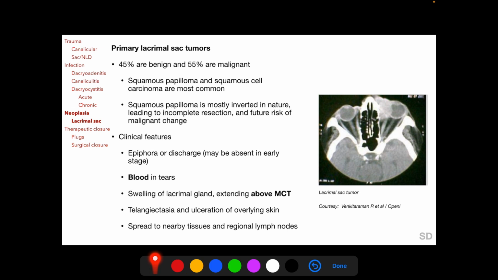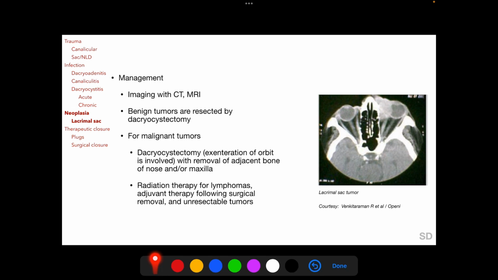There can be telangiectasia and ulceration of the overlying skin, and there can be evidence of spread to nearby tissues and regional lymph nodes. When neoplastic involvement of the lacrimal sac is suspected, imaging is required with CT scan and/or MRI, and the CT scan photograph shows a tumor involving the lacrimal sac area. Benign tumors of the lacrimal sac are resected by dacryocystectomy, in which only the lacrimal sac is removed.